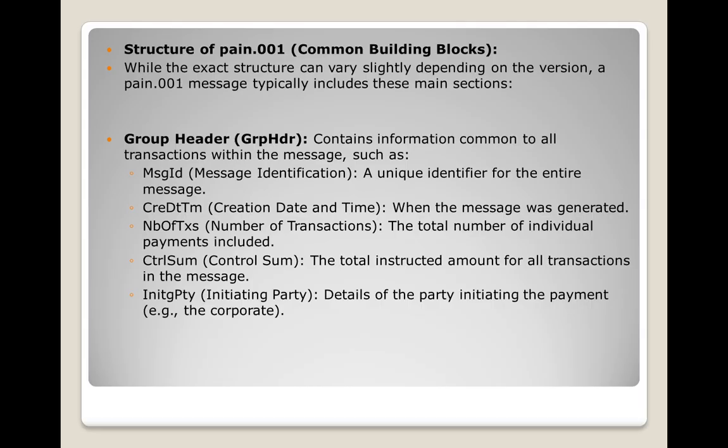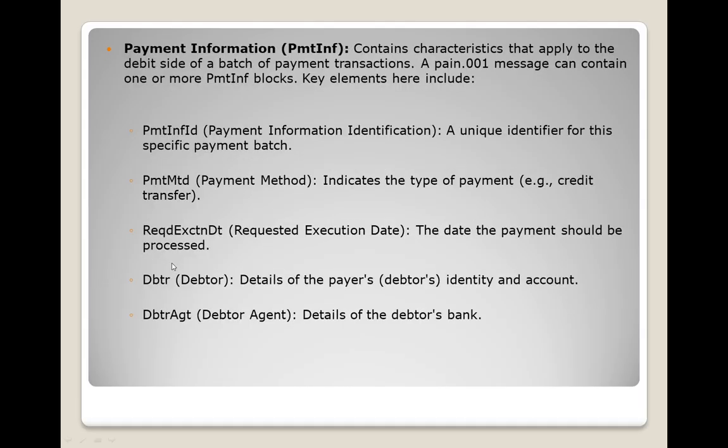This session is very short, just to give you quick information on how it is structured. Any PAIN.001 message contains two parts: a group header and the credit transfer information. The first is the group header. The group header contains message ID, unique identification, creation date and time, number of transactions, control sum, and initiating party. Then next is payment information, in which you can see payment ID, payment method, requested execution date, debtor information, and debtor agent information.